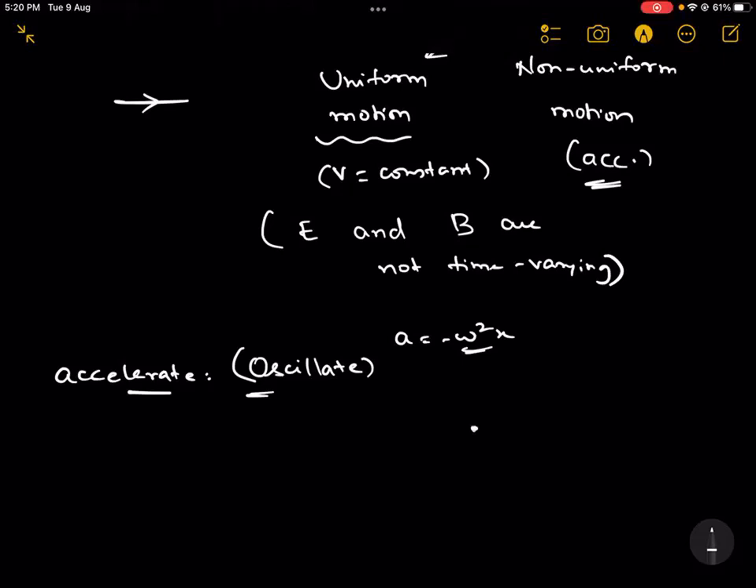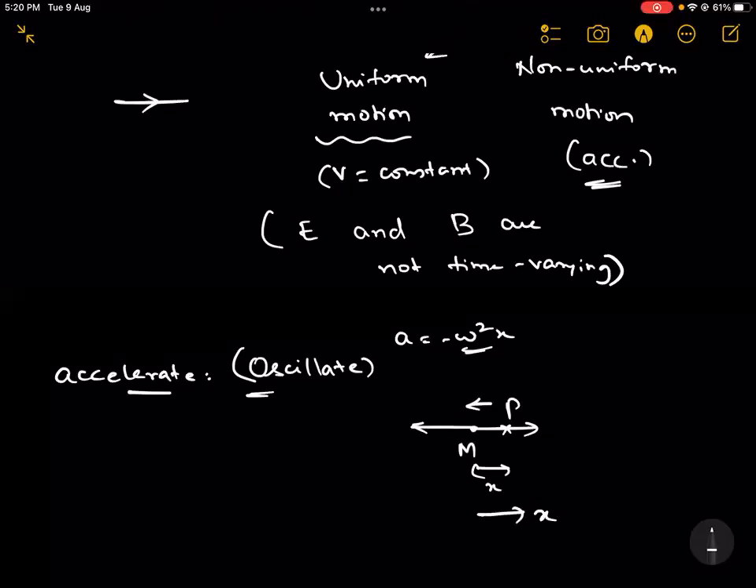If the charged particle is oscillating, let's say this is the mean position. M is the mean position. If the charged particle is at point P, though the particle is moving in the rightward direction, it will experience an acceleration in the reverse direction. That is why there is a minus sign. So if this distance is x, if the particle has a displacement in this x direction, it will have an acceleration in the negative x direction. Is the point clear? These are all the concepts of simple harmonic motion.